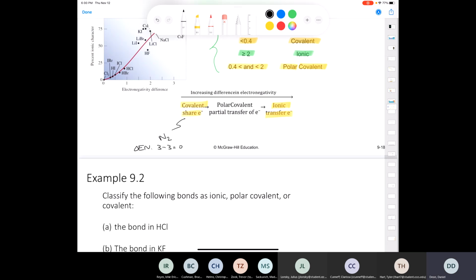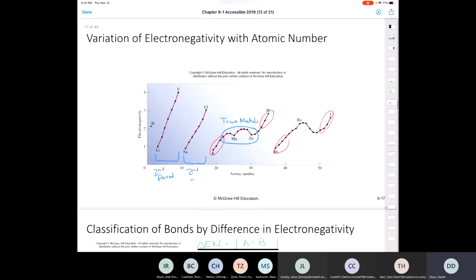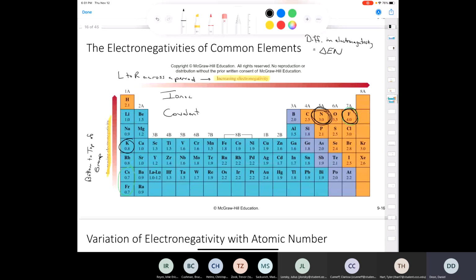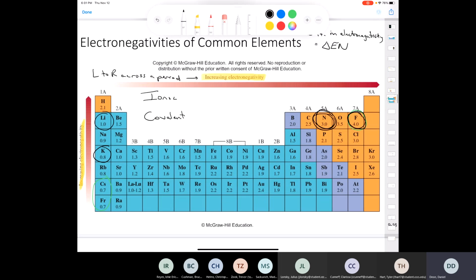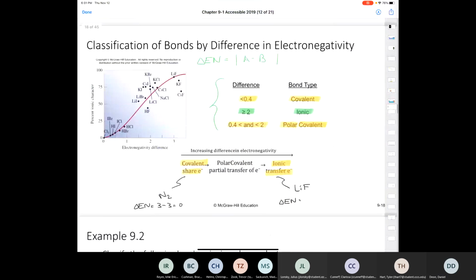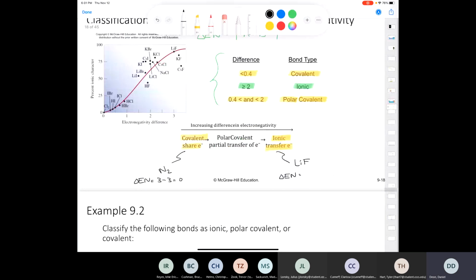What about an ionic compound? An example of an ionic compound would be, let's say, lithium fluoride. Right? That's something that we looked at this evening. What's the difference in electronegativity between lithium and fluorine? Well, fluorine has a value of 4.0 and lithium has a value of 1. Let's do the math. The delta En is going to be 4 minus 1, which is equal to 3. 3 is greater than 2, and so lithium fluoride is held together by an ionic bond.